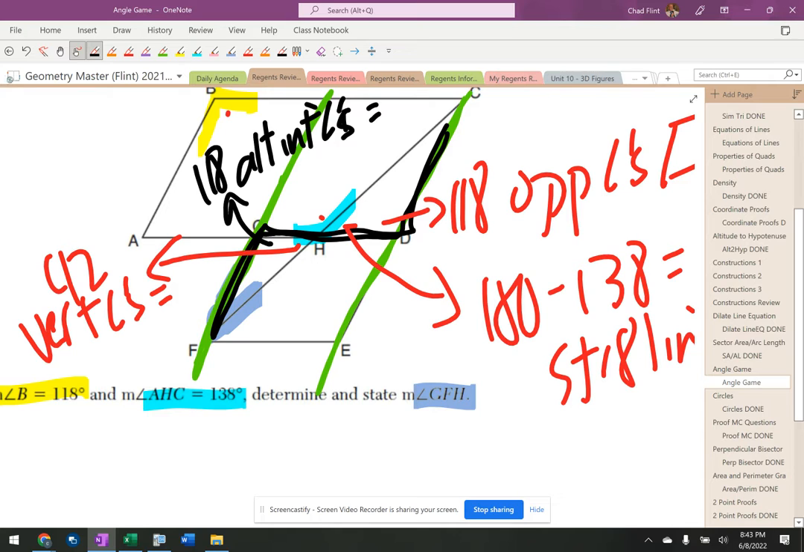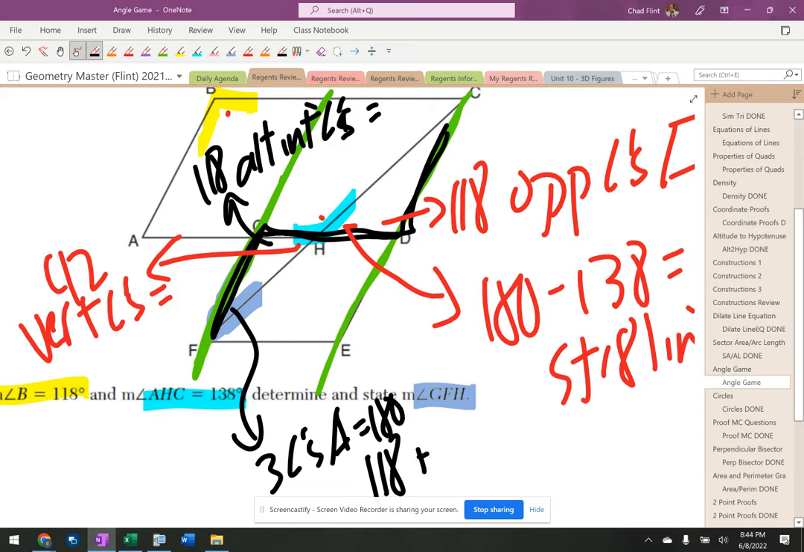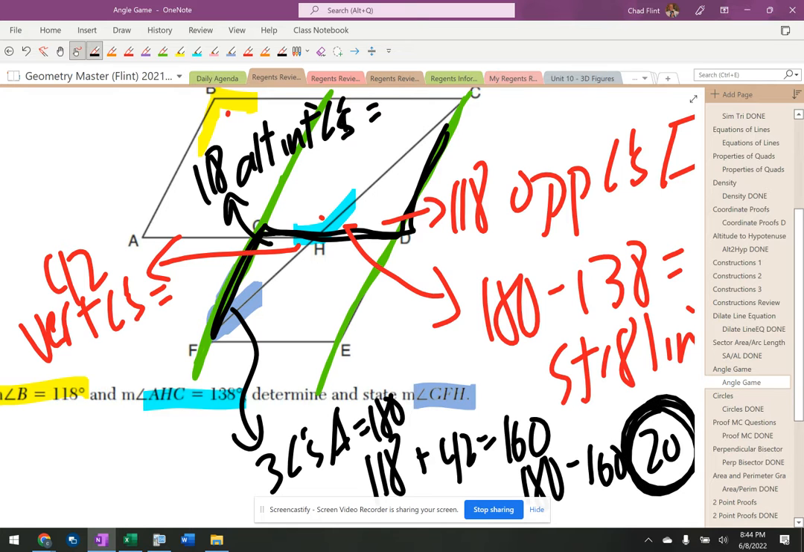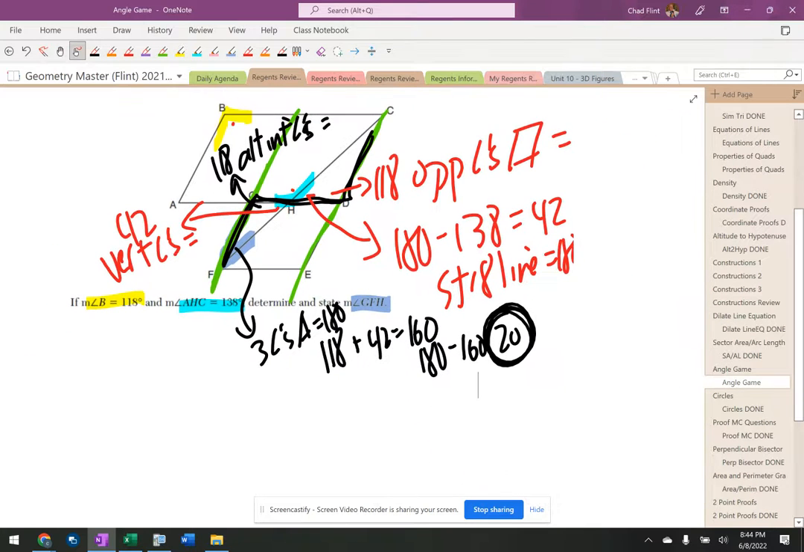All right, and now I can get this guy, because the 3 angles of a triangle equal 180. I have that one is 118 in the corner, 118. And then I have that other one is 42. That gives me 160, right? Yeah, 160. And then 180 minus 160 is 20. So the answer to that is going to be 20 at the end of all of that.